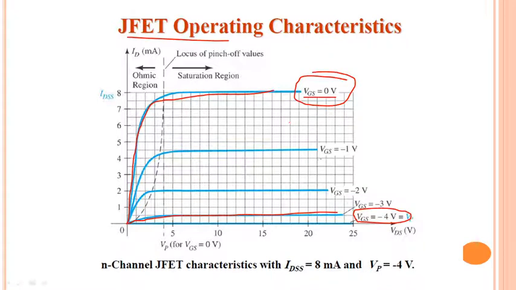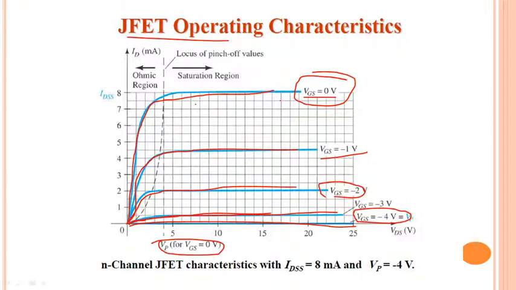If you are increasing to minus 1, then current is slowly decreasing. Then again the current slowly decreases, and again slowly decreases. At the voltage where the current stops, that is called the pinch off voltage, nothing but my VP over here. The current is going to be 0 at this point.